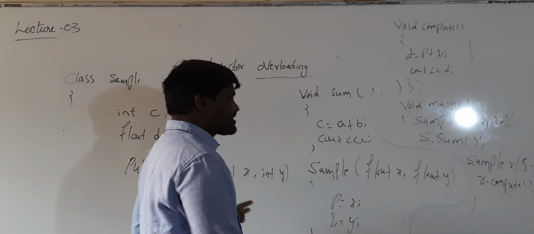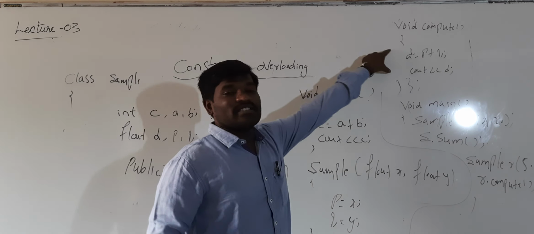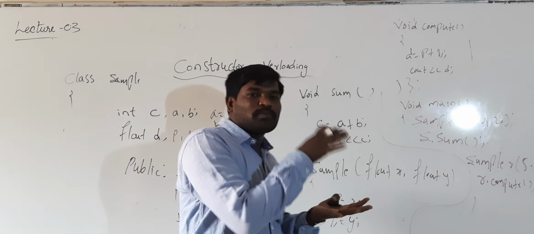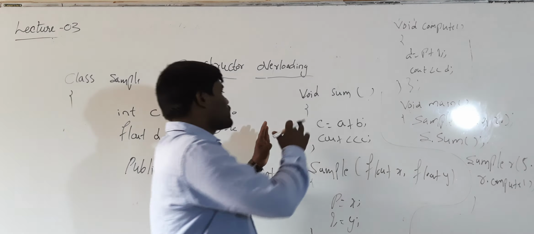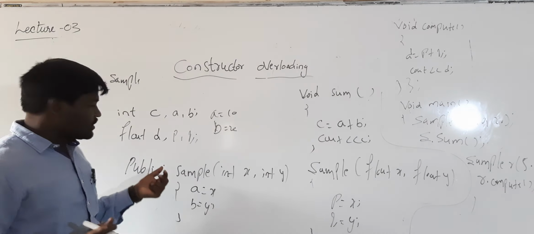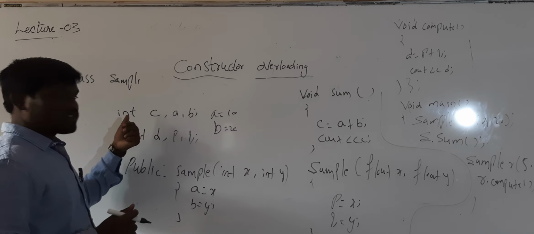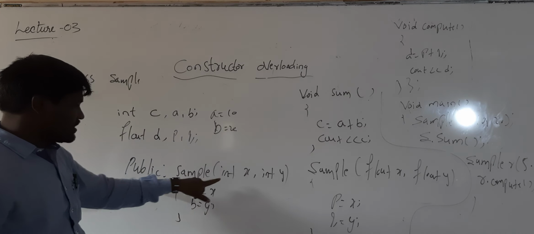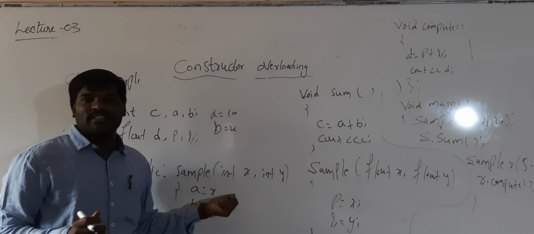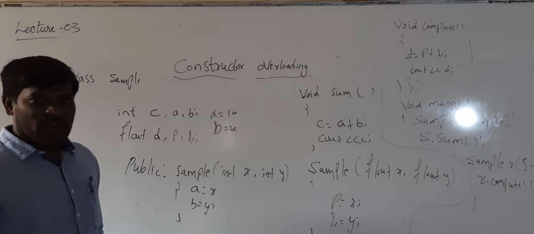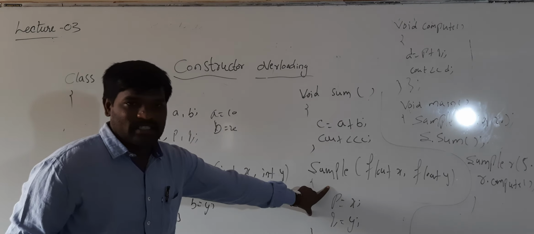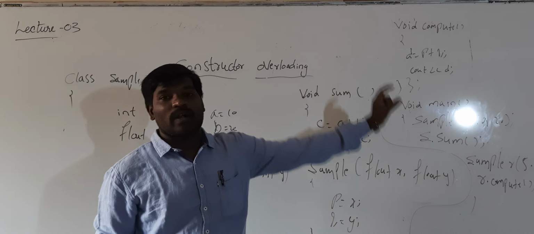So if you write like this, again two functions are extra. If you minimize this program, you can just remove sum and compute. Okay. So don't use a, b. Directly, int c, where Sample(int x, int y) is there. So directly you can define c = x + y, and finally you have to print cout of c. In the same way this constructor, and don't write void sum and void compute.